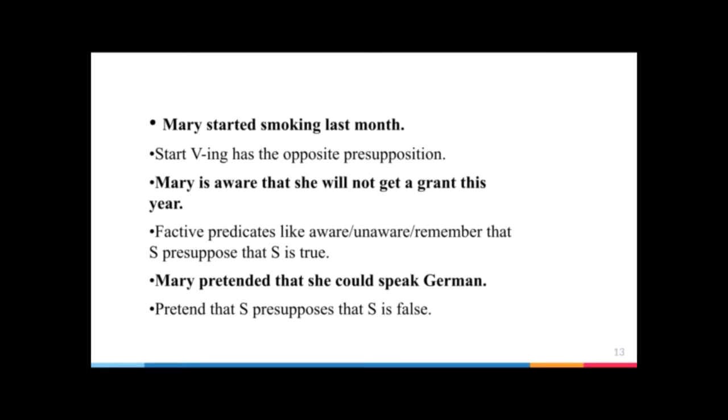Mary is aware that she will not get a grant this year. So we have factive predicates like aware, unaware, remember, that presuppose that what follows is true. When we use these factive predicates, we presuppose that what the person is aware of, for example, is true. So Mary is aware that she will not get a grant this year. So we can know that this is true. The same happens with remember that and unaware. So she's unaware that she will not get a grant this year. So we can presuppose that she really was unaware of the fact.